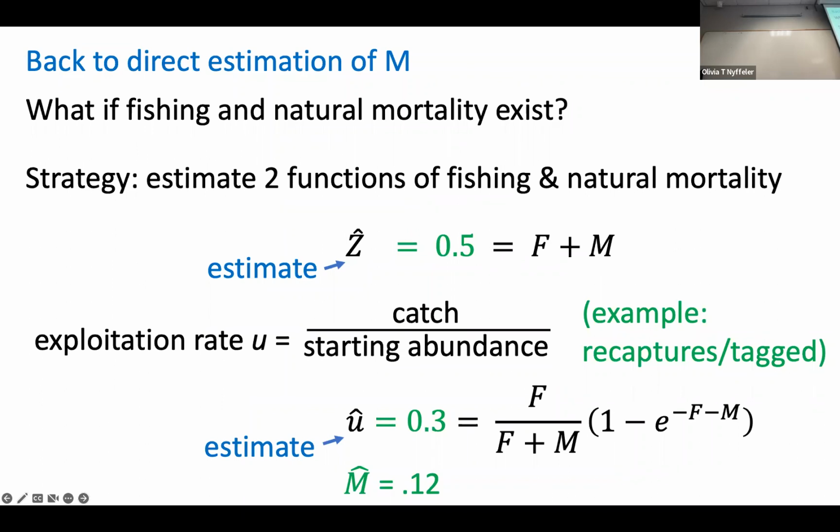That's the exploitation. So I might have, as an estimate, exploitation rate is 0.3, and it's a function of fishing and natural mortality. So now I have two equations in two unknowns, and with paper and pencil, you don't even need a calculator, you can say, oh, so I estimate the natural mortality rate is 0.12. Okay. So that's the general strategy for estimating natural mortality rate.